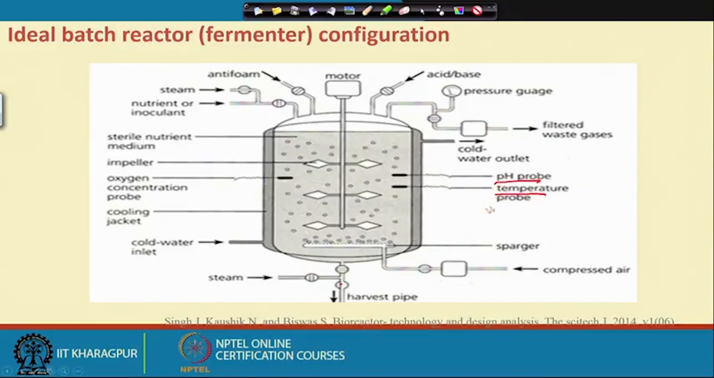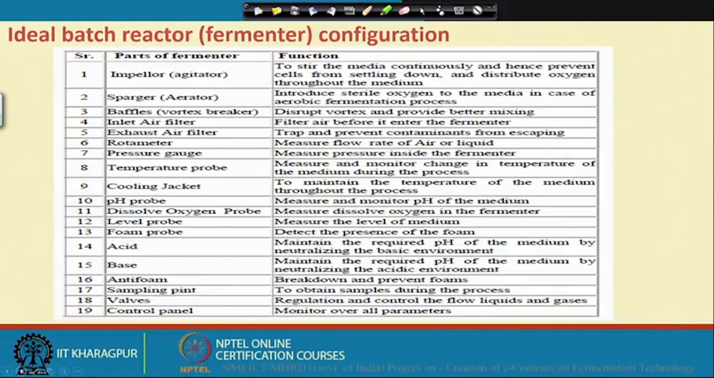The pH probe and temperature probe can be inserted. Here is the dissolved oxygen probe that is inserted. We should have a cooling arrangement, the cooling jacket, and nutrient should be added like this. And this is the motor, through which agitation takes place. Acid and base are added with the help of a pump. A pressure gauge is used to monitor the pressure of the reactor. These are the different accessories that we attach to the bioreactor, which I already pointed out before. I don't like to discuss more.